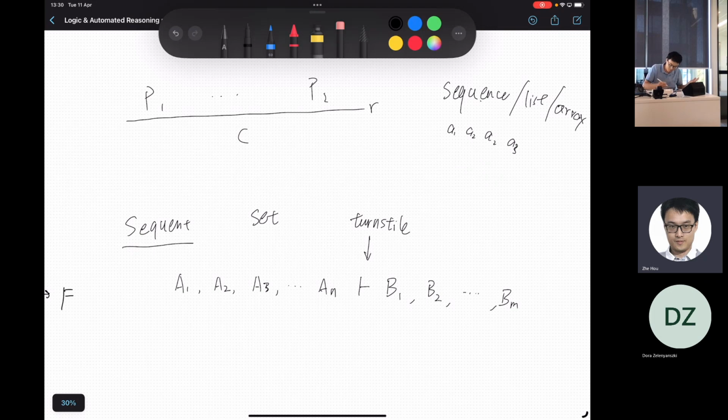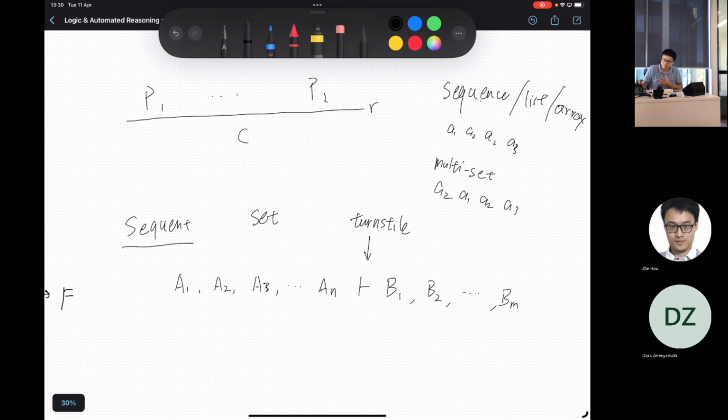And we have another concept called multi-set. In the multi-set, the order doesn't matter. So if you write A1, A2, A2, A3, it's the same as A2, A1, A2, A3. The order doesn't matter, but duplication still matters. So this is still different from A2, A1, A3, because in one you have one copy of A2, and in the other you have two copies of A2. So duplication still matters.